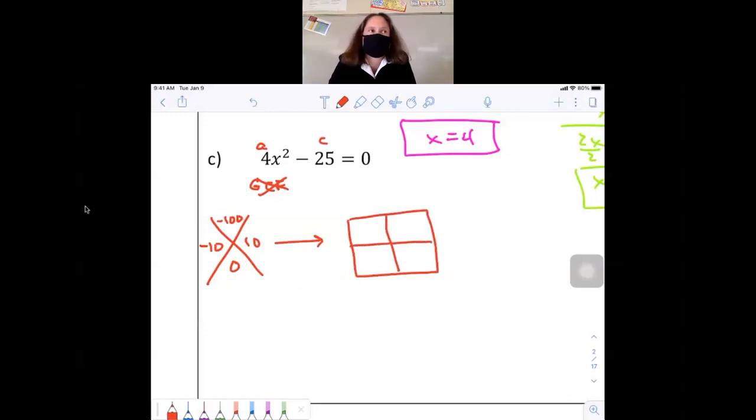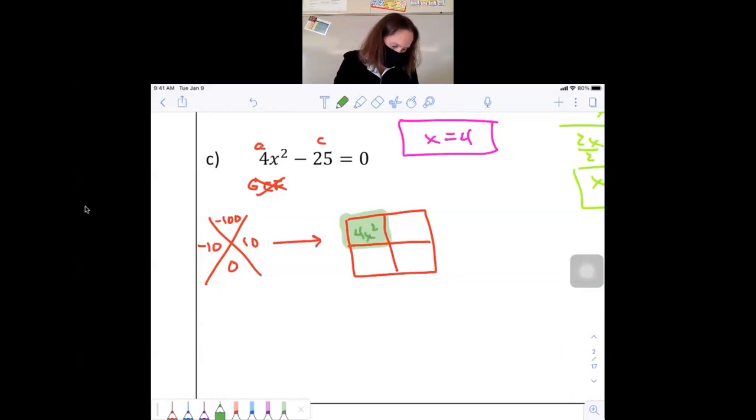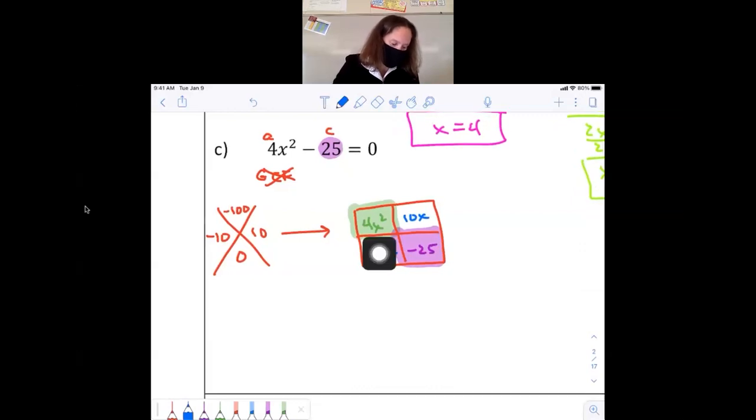Okay. Now I've got my X, so let's go to the box and see what numbers I can plug in there. What goes in the upper left? Good. What goes in the bottom right? Good. And then the other two are, there you go.